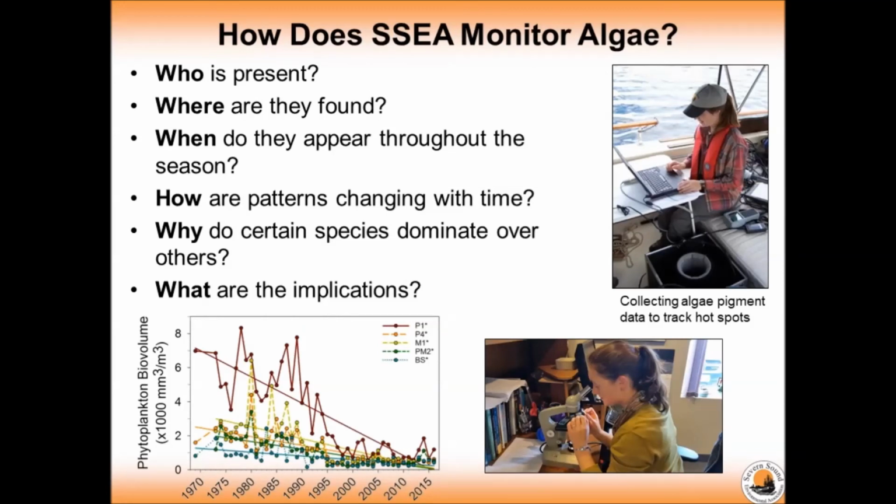So just very briefly on how SSEA monitors algae. We do water quality sampling across Severn Sound and also the inland lakes in the area, as well as tributaries. As far as our open water monitoring and lake monitoring, we're looking at algae communities, so trying to determine what species are present through sampling. Sampling in different locations and also at different depths in the water column itself to determine where the densities are highest. And then sampling throughout the season to determine when these different groups appear and disappear throughout the season. And then looking at how these patterns are actually changing through time.